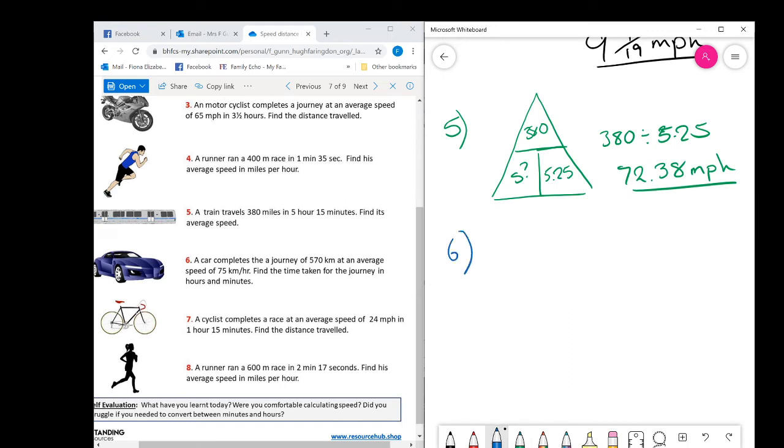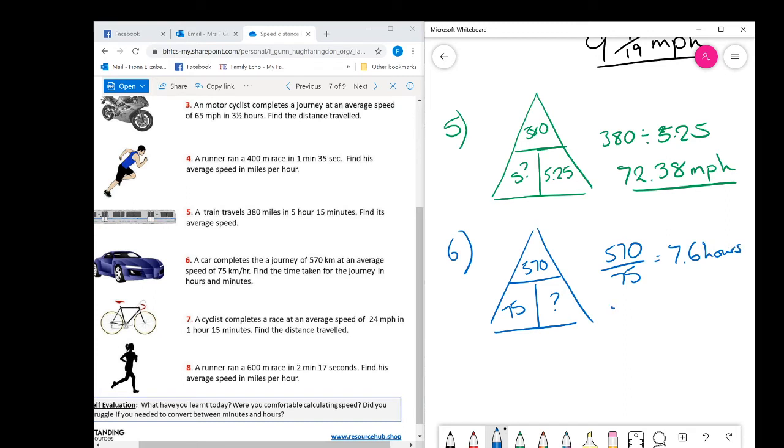Question 6. A car completes a journey of 570 kilometres at an average speed of 75 kilometres per hour. Find the time taken in journey in hours and minutes. So, distance 570, speed 75, time don't know. 570 divided by 75 is equal to 7.6 hours. So that's 7 hours, 0.6 of an hour, so that's 6/10 of an hour. A tenth of an hour is 6 minutes. So 6/10, 6 6s is 36, so 36 minutes.